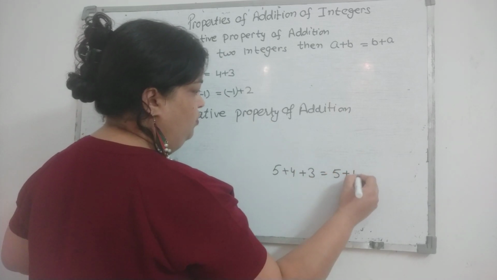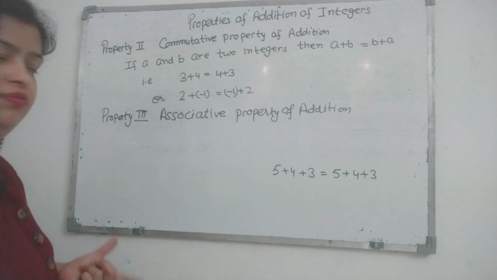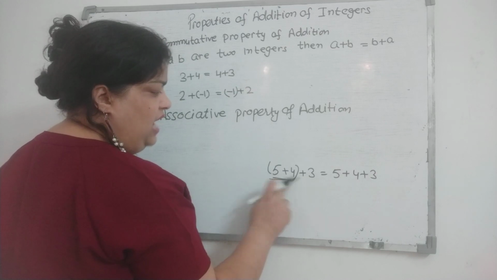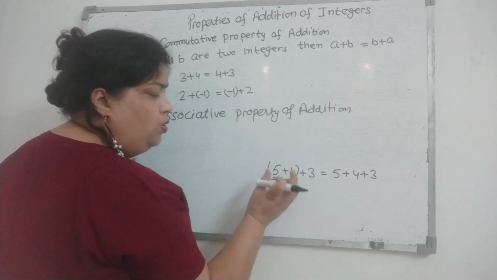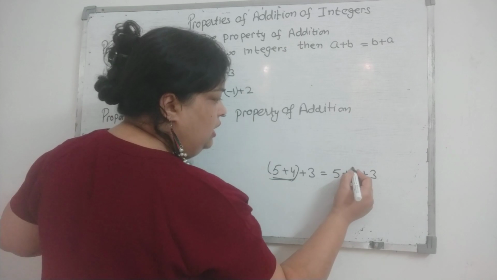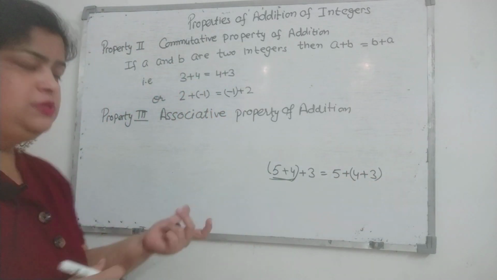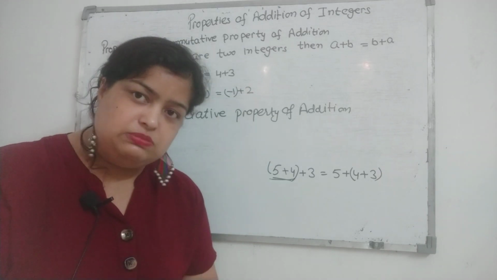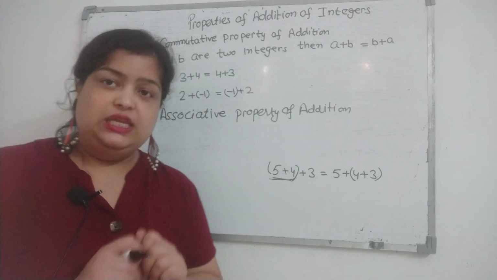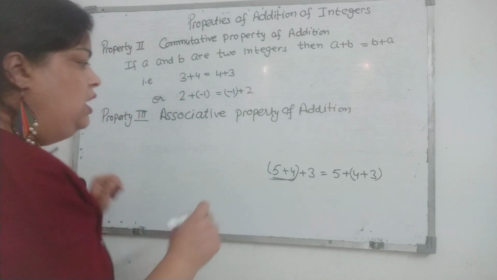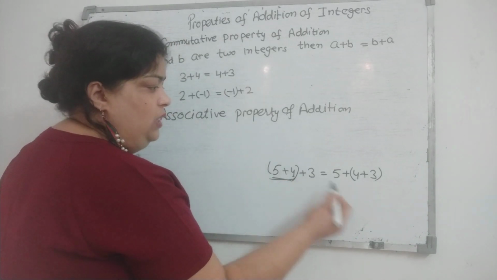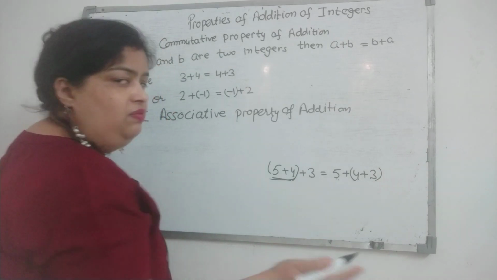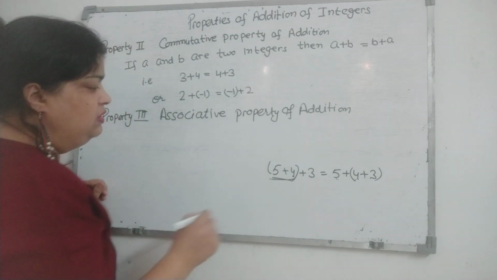if once I group these two numbers, meaning I associate this 5 with 4, and add the last two numbers together, then will there be any change in their sum? Is there any change in their addition? No. 5 plus 4 is 9, 9 plus 3 is 12. First of all we solve the bracket. 4 plus 3 is 7, 7 plus 5 is 12. Both are the same.